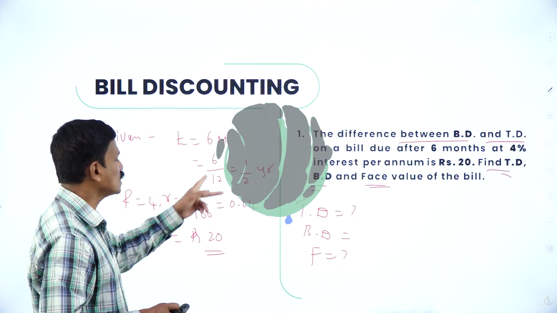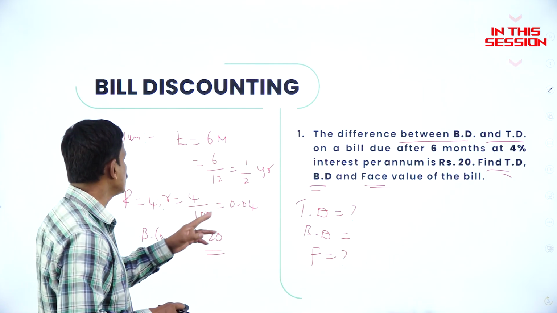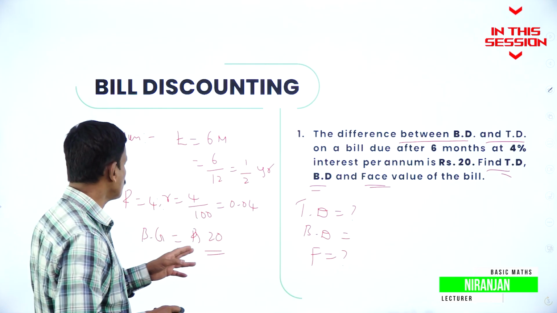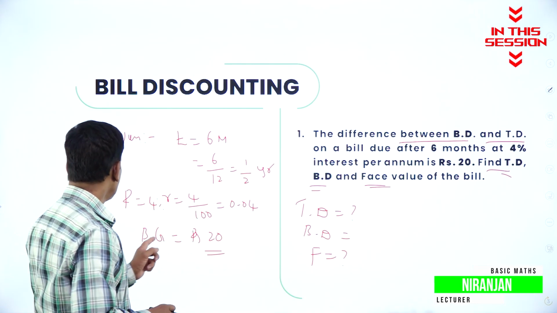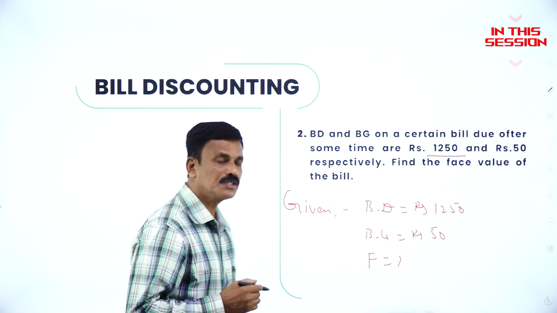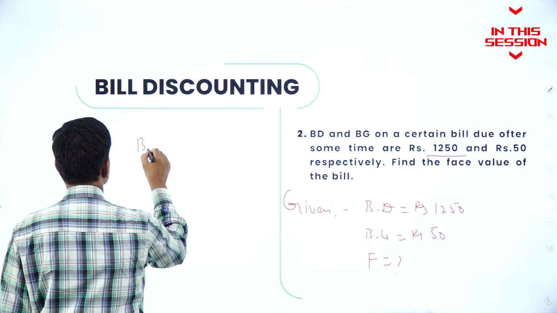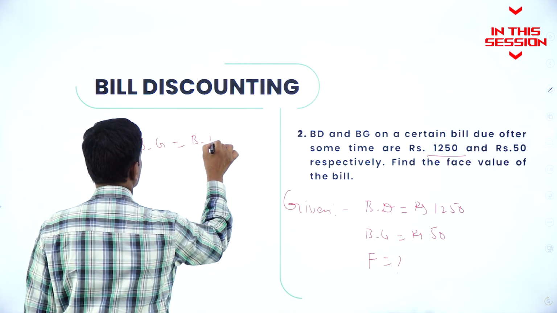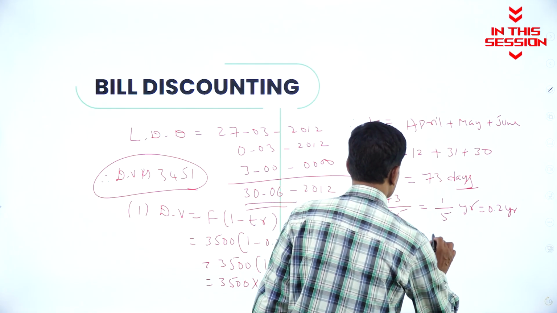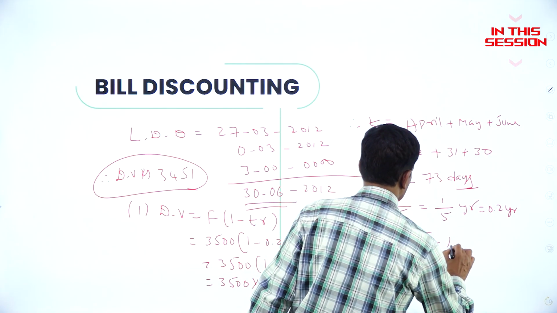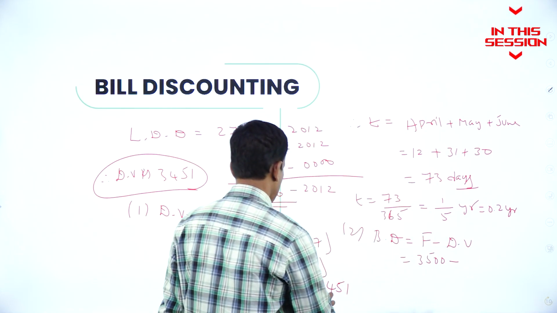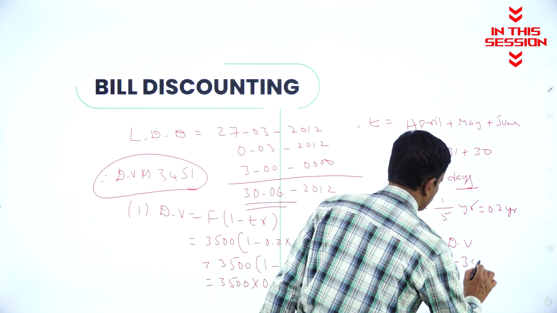Time is 6 months, which is nothing but 6 by 12, that's equal to 1 by 2 years. So the rate of interest R is equal to 4 by 100, that is 0.04, and the banker's gain is given to be rupees 20. Now we know that BG is equal to BD minus TD. So BD is equal to face value minus the discounted value. That is face value 3500 minus 3451.